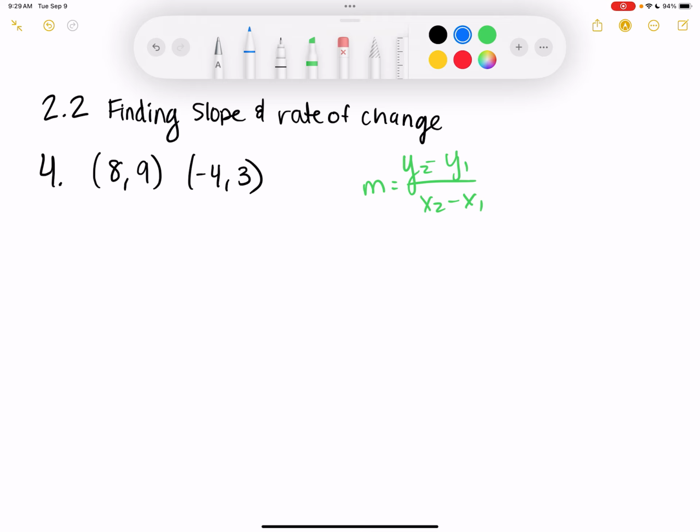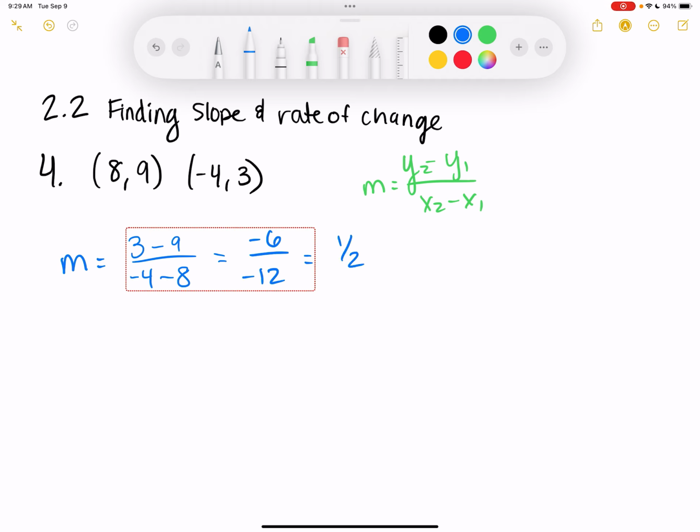So slope, I've got 3 minus 9 over negative 4 minus 8. So that is negative 6 over negative 12, or 1/2. So that's my slope value. This is positive, so it is rising.